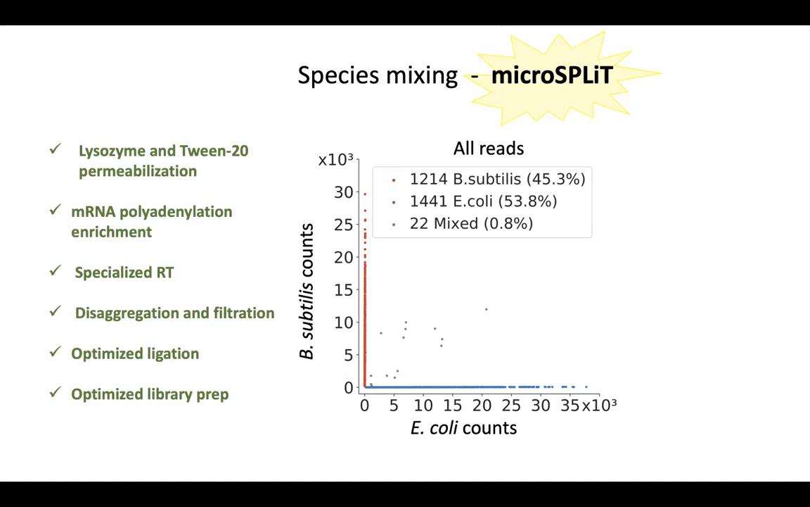And then crucially, we introduced a disaggregation and filtration step in the form of mild fixation, and that helped us reduce all these aggregates in the middle. We also now detect quite a lot of RNA, and we are more balanced between Bacillus and E. coli, getting a roughly equal proportion mix.